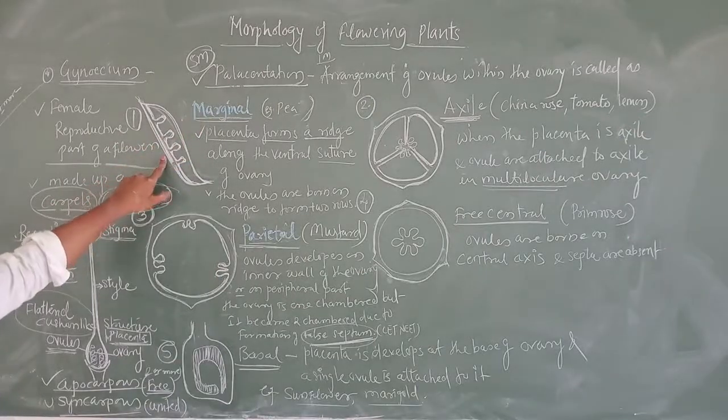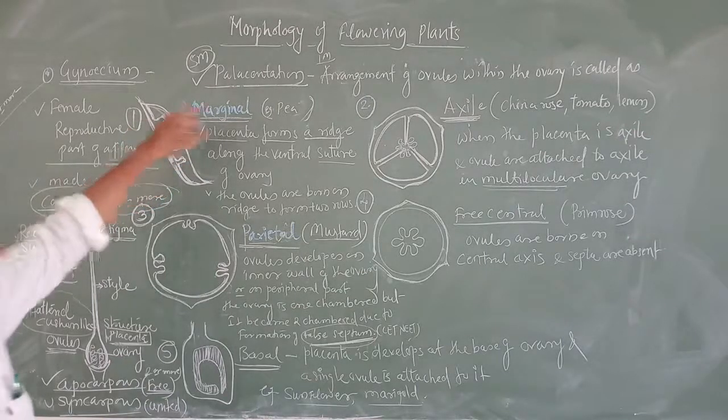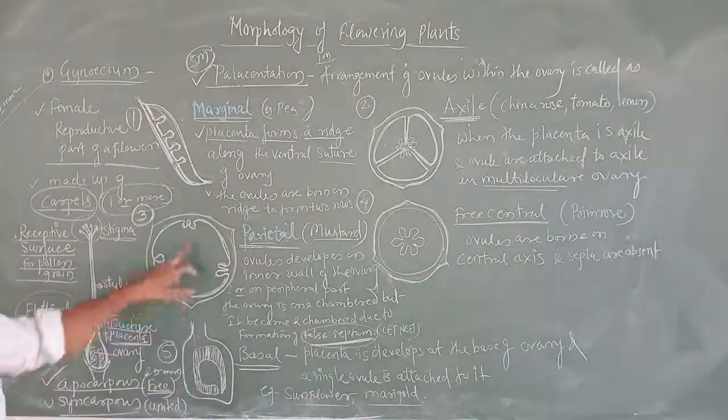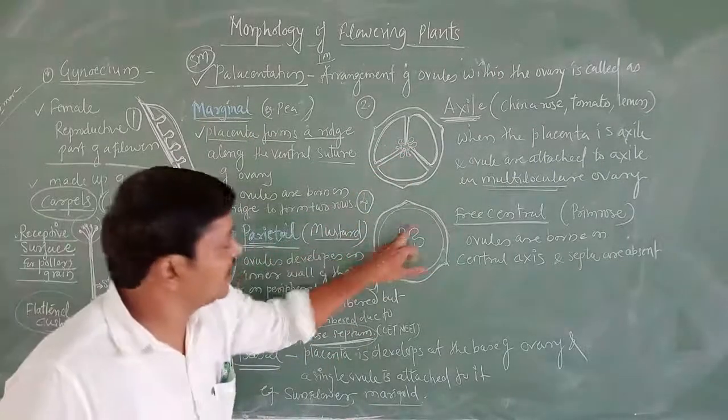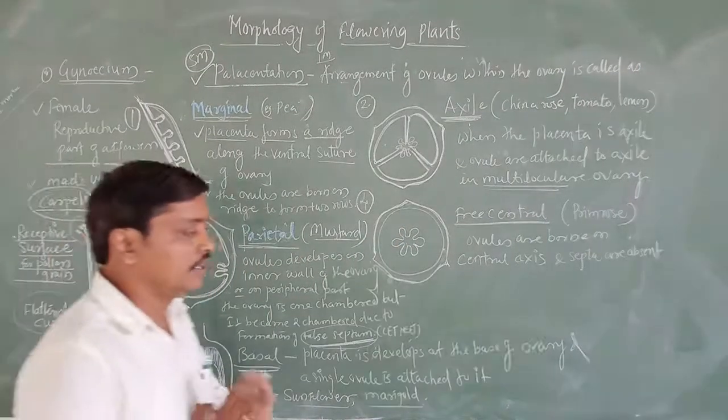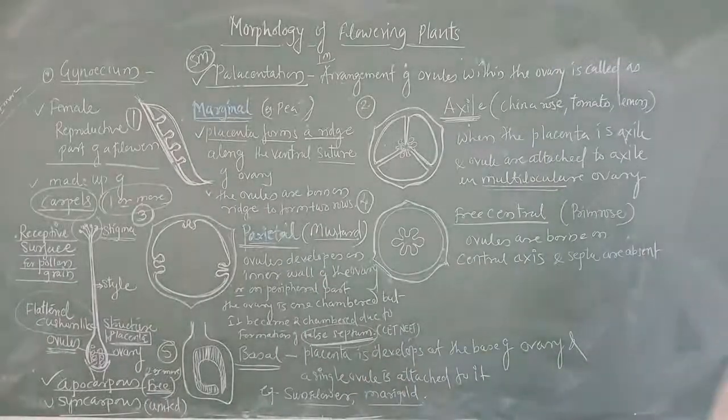Marginal placentation. This is the diagram for marginal placentation. Then axile placentation, second. This is the diagram for the axile placentation. Then parietal placentation, free central placentation. Then the last one is the basal placentation. Okay, this is about today's class: gynoecium and placentation. This much we are going to remember.